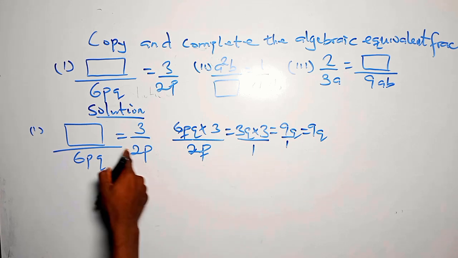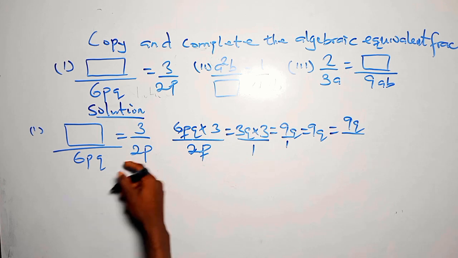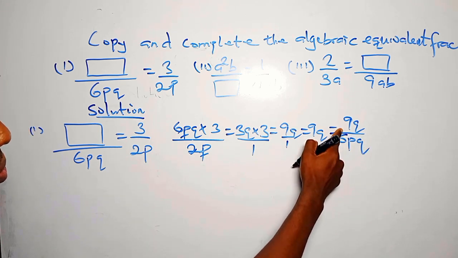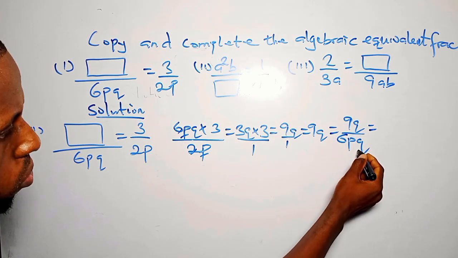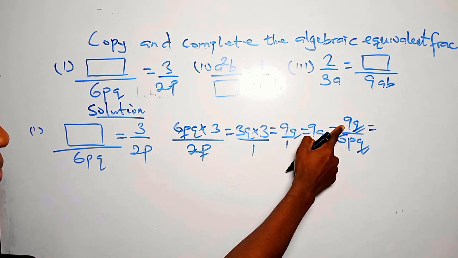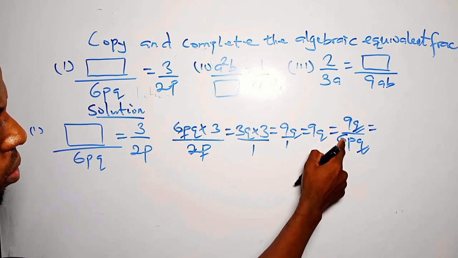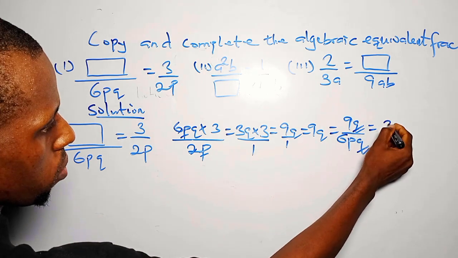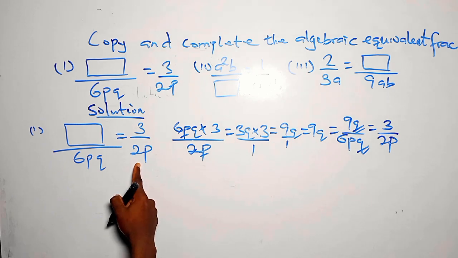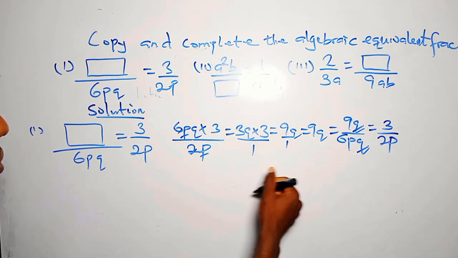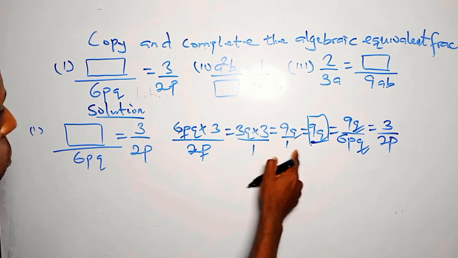So our answer here is 9q divided by 6pq. By the time we simplify this, we are going to have 3 over 2p. Let's check that out. q cancels q, so this is 9 over 6p, and we can divide by 3. When you divide this one by 3, we have 3, and when you divide this one by 3, we have 2. So we have 3 over 2p, 3 over 2p, so the best answer here is 9q. We have it for number 1.